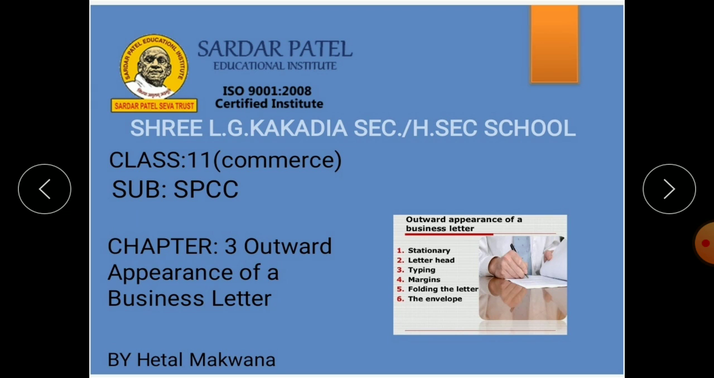Today we are starting the third chapter, that is the outward appearance of a business letter. In the first chapter we studied the meaning of communication and its methods, and in the second chapter we learned effective letter writing and its various styles, right? In addition, we also learned about the various styles of letter writing. Now, in this chapter, we will learn the outward appearance of a business letter.